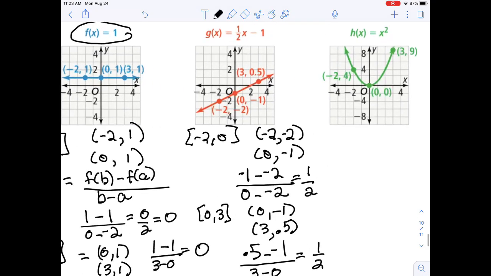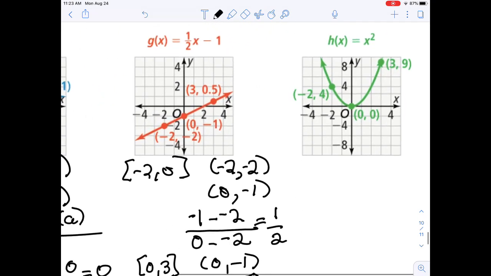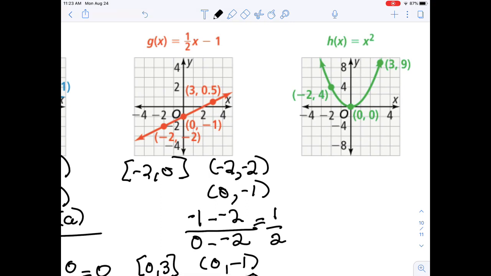All right, let's take a look at the third function here, which again, we've been working on these types of graphs, and we're going to go ahead and calculate the average rate of change. And we'll stick with those same intervals, -2, 0. Okay, so our ordered pairs, we're going to have -2, 4, pulling that right off the graph, and 0, 0. All right, so let's go ahead and do our average rate of change. So that's going to be 0 minus 4 over 0 minus -2.